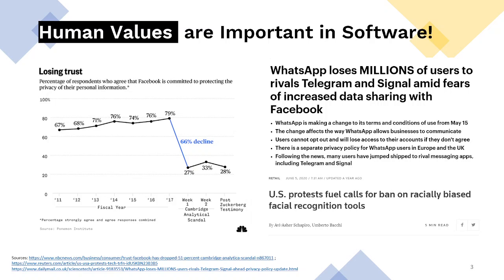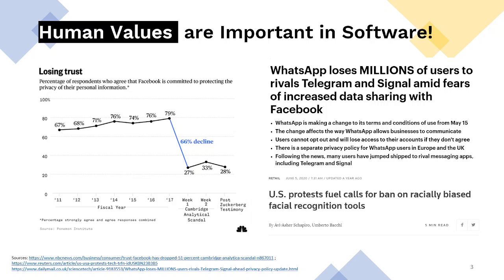Human values are important in software because they are used as criteria for users to choose an application. For example, the recent Facebook privacy case reduced users' trust in Facebook significantly. In a related case, a change of policy made WhatsApp lose millions of its users. These events demonstrated the awareness of users about values and how they make decisions based on their values.